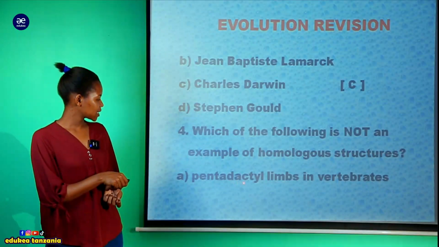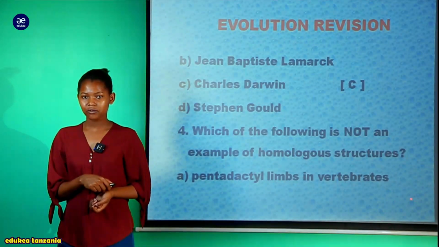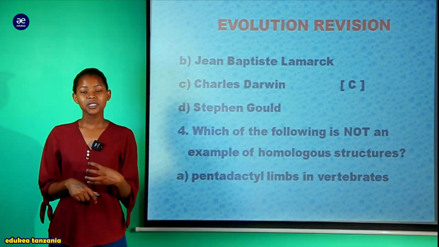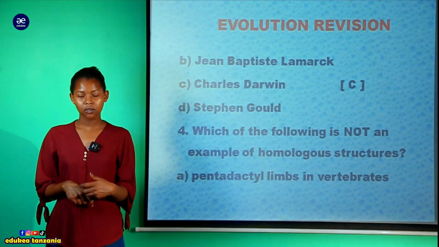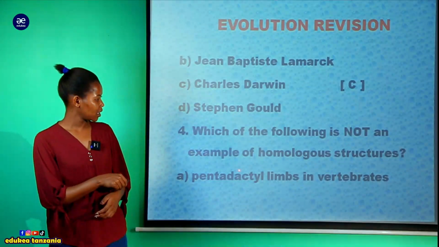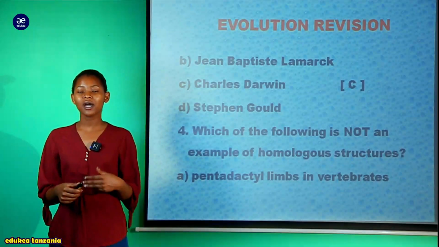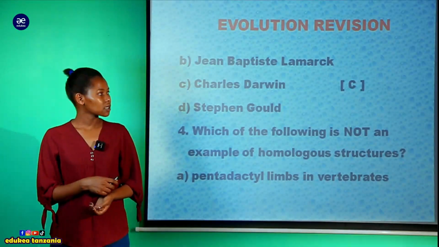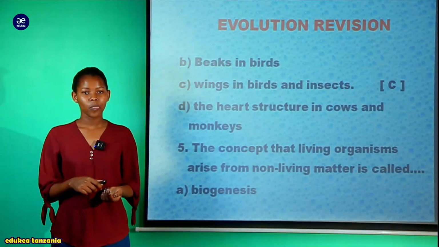You can see pentadactyl limbs in vertebrates. That is the first choice of our question. Pentadactyl limbs in vertebrates have the same embryonic origin. So this is the homologous structure. And our question needs us to provide the answer which is not the homologous structure. Let's move on. We can see part B is beaks in birds.